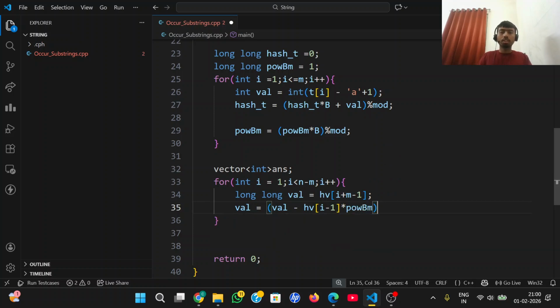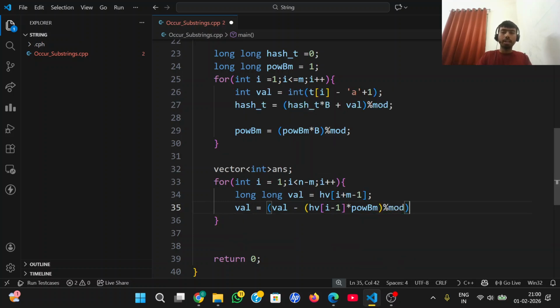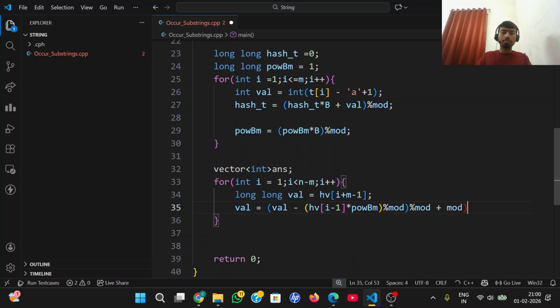Here I have to take modulus, then I have to again take modulus. Before that I have to add mod here: take mod first, then add mod, and again do mod, to make sure the value should not be negative.